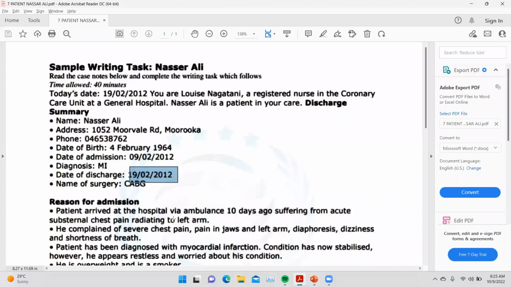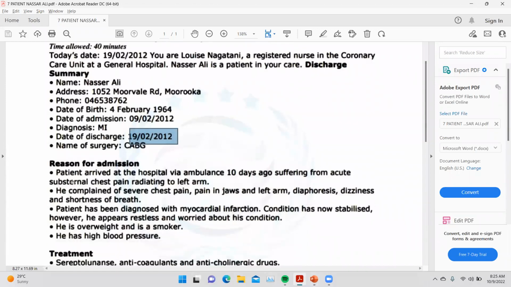Coming to the next part of this case note, reason for admission. The first one, patient arrived at the hospital via ambulance 10 days ago, suffering from acute substernal chest pain radiating to the left arm. When he came to the hospital, we are already going to write the dates there. And how he came, that's not important for us.